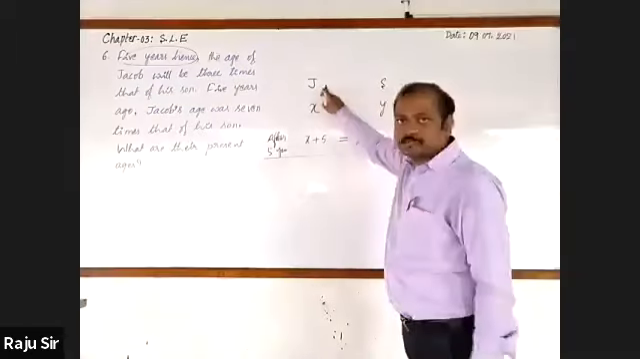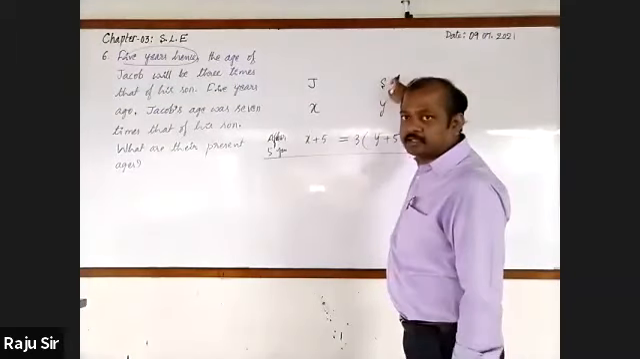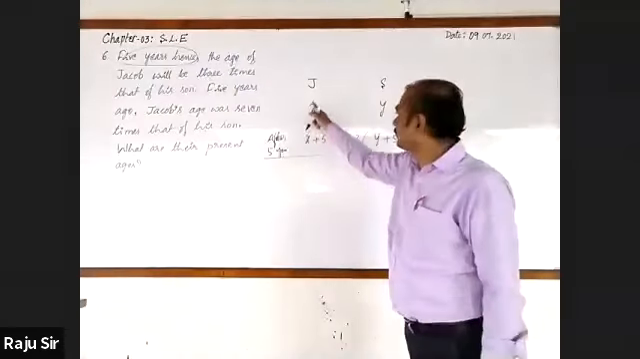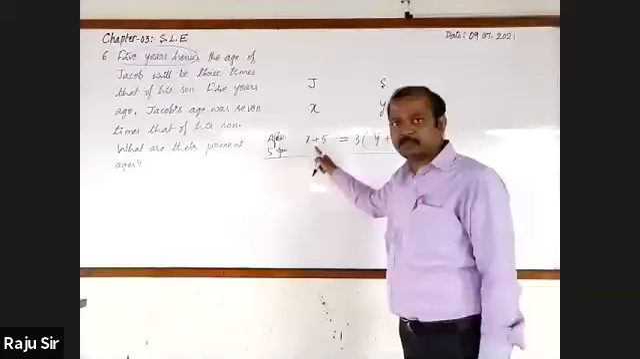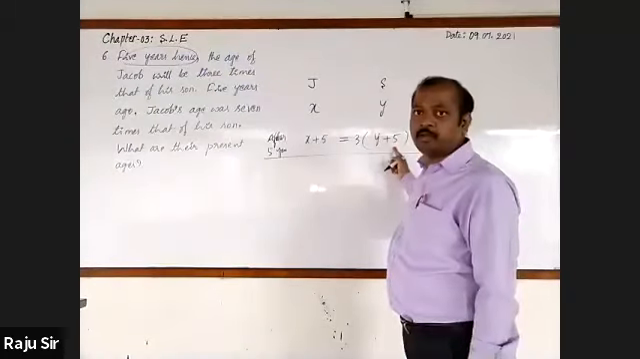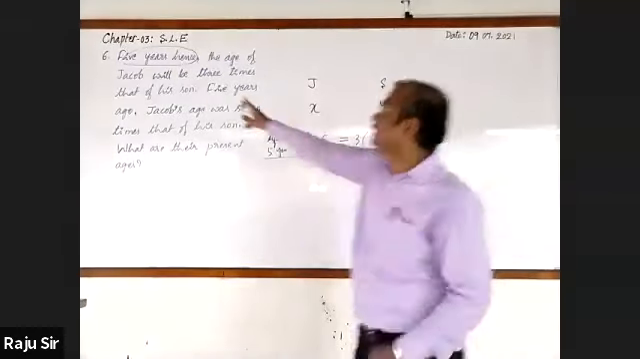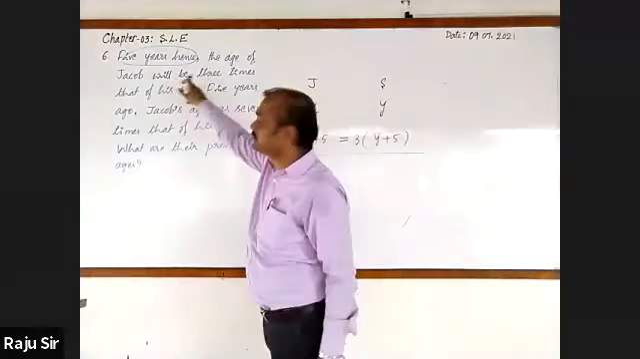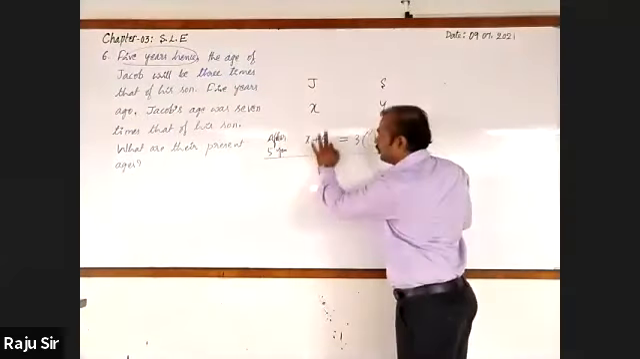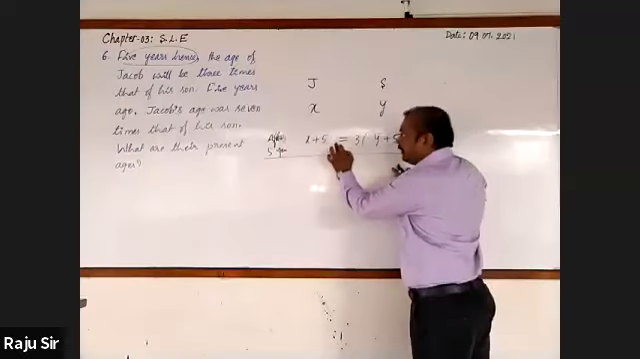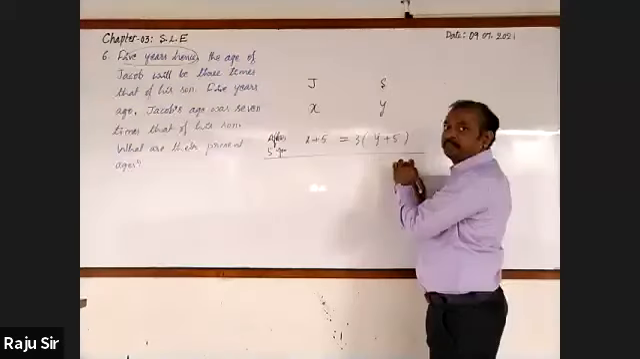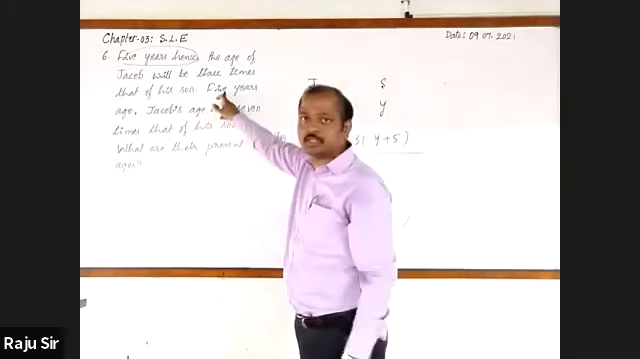See, the present age of Jacob is X years and his son's age is Y years. After 5 years, Jacob's age will be X plus 5 and his son's age will be Y plus 5. On comparing their ages, the age of Jacob will be 3 times that of his son. Age of Jacob, X plus 5, will be 3 times his son's age, that is Y plus 5. Next, let's go on to the second situation.